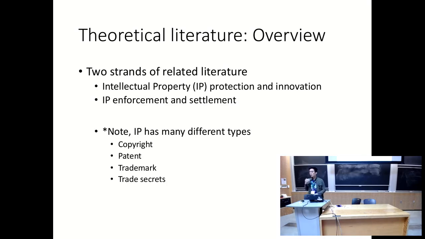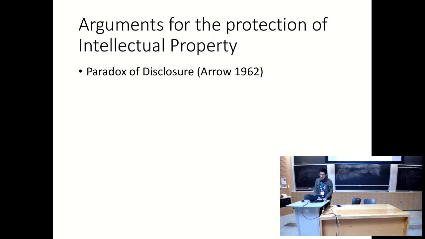I'm going to talk broadly about IP, but there are a lot of different types of intellectual property protection: copyright, patents, trademarks. Most of the academic literature has focused on patenting, but it should apply to a lot of these different categories as well. One of the foundational points within the innovation literature as to why intellectual property should be protected is called the paradox of disclosure, and it goes back to Ken Arrow's article in 1962.